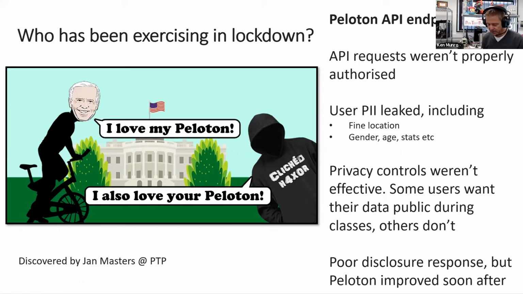And what we discovered is, whilst users want some of their data to be published in classes, so your performance stats, so you can go up and down the leaderboard, maybe your user ID, what you didn't want leaked was things like your fine, precise GPS location and address, gender, age, stats, and stuff you'd set to private that wasn't being withheld. So actually, stuff that you'd set to be private was being published in the class too. The privacy controls weren't effective. The API wasn't authorizing those requests properly.